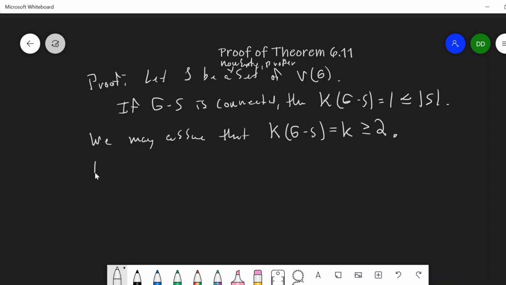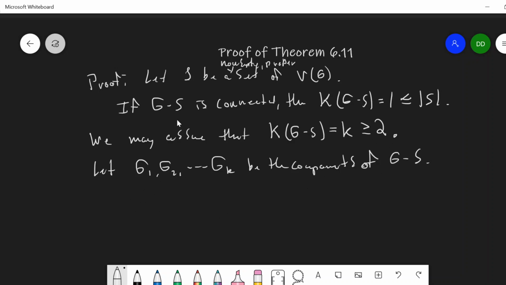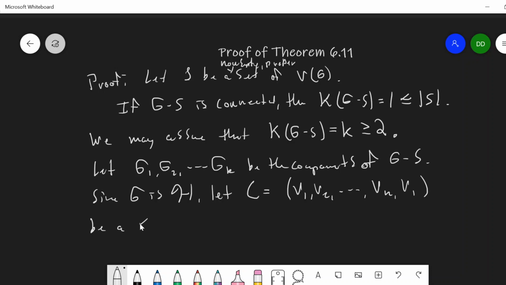Okay. And let G1, G2, up through Gk be the components of G minus S. And then let's get our cycle. We know the graph is Hamiltonian. Since G is Hamiltonian, let V1, V2, up through Vn, back to V1, be a Hamiltonian cycle. And it's okay to assume we can label this differently if it's not the case. We can assume that V1 is in the first component of the graph.